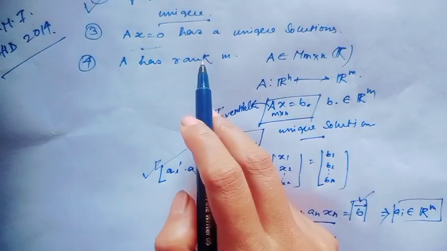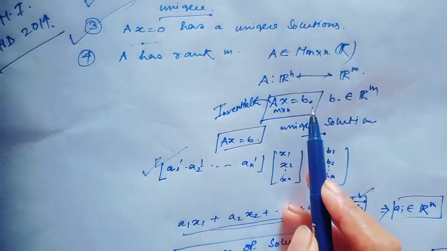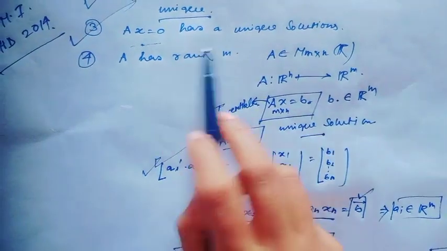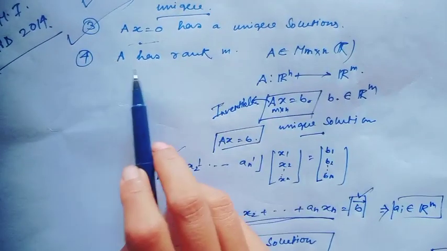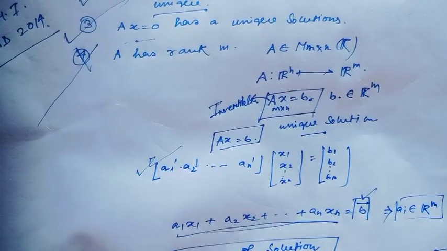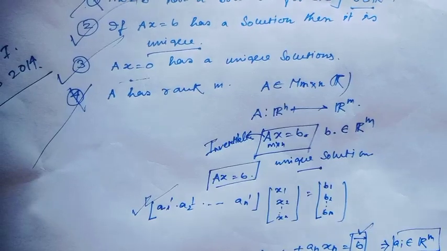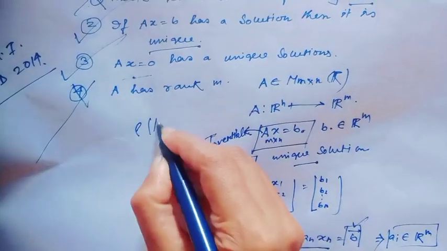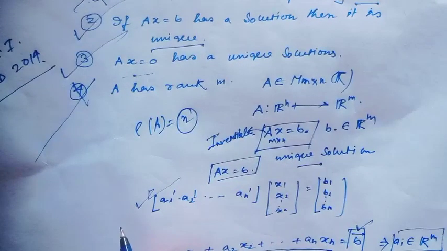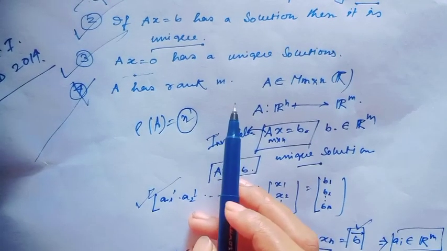And Ax equal to 0 always has a unique solution, because when B naught equals 0, since the matrix has independent columns, obviously x equal to 0 is the unique solution. Option 4 indicates A has rank m. This is not true, because since Ax equal to B naught has a unique solution, the rank would always be the number of unknowns, which is actually n. So rank of A equal to m is not true.